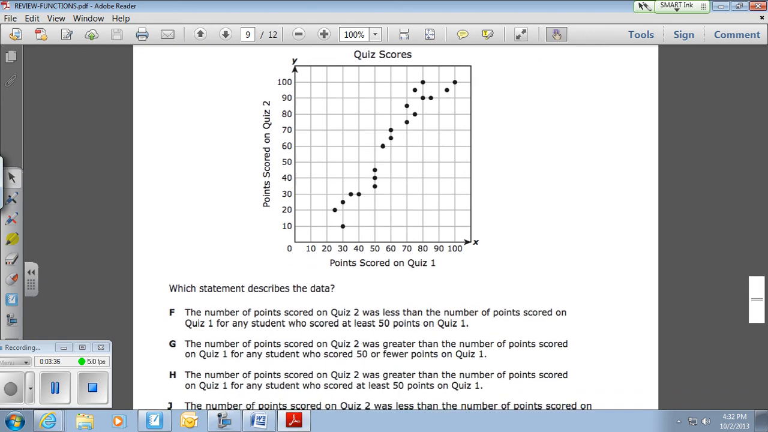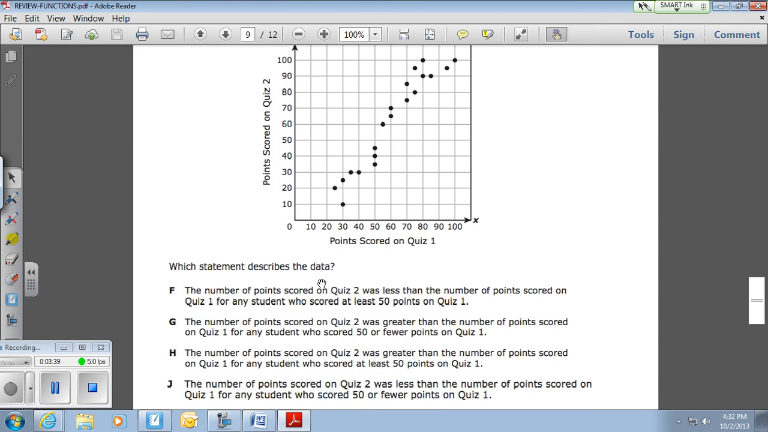All right, so let me move this up just a bit. So which statement describes the data? So let's look at each answer choice and see which scenario matches what we see in the data. The number of points scored on quiz 2 was less than the number of points scored on quiz 1 for any student who scored at least 50 points on quiz 1. So if we look on quiz 1 and look at everybody that scored less than 50 points, which would be this group right here, it says the number of points scored on quiz 2 was less than the number of points. So when they scored a 40, they scored a 30, that's less.